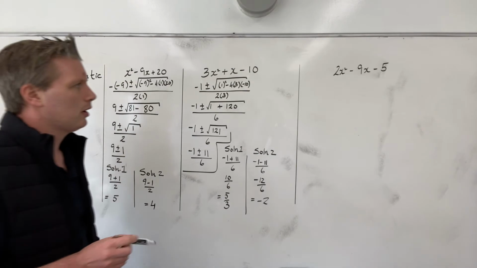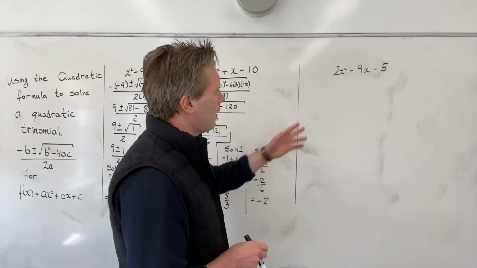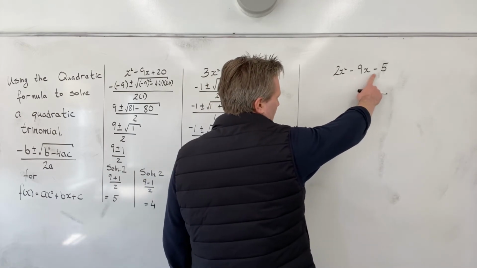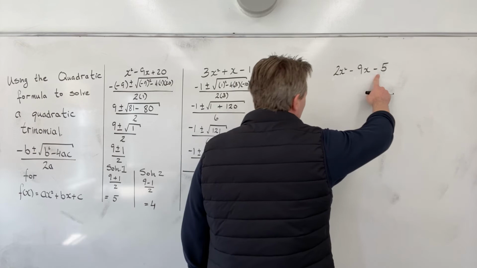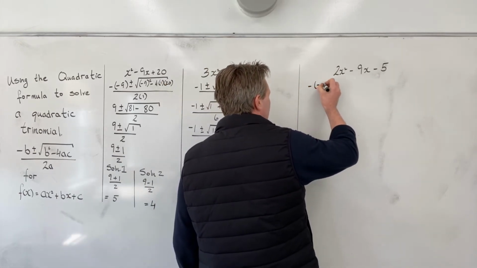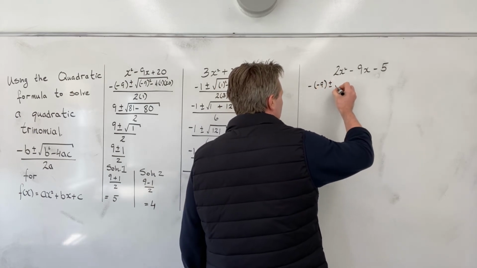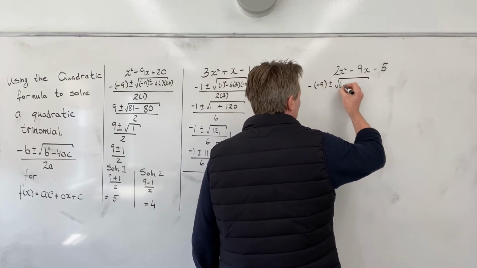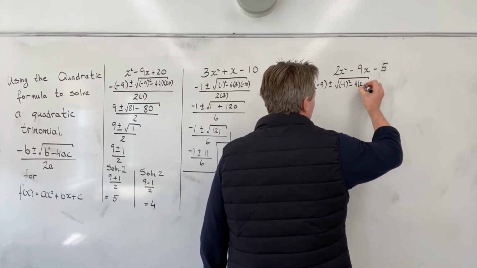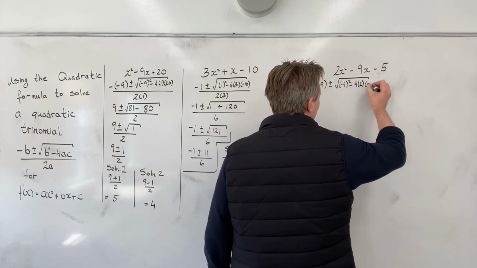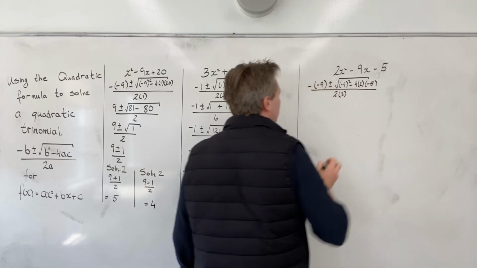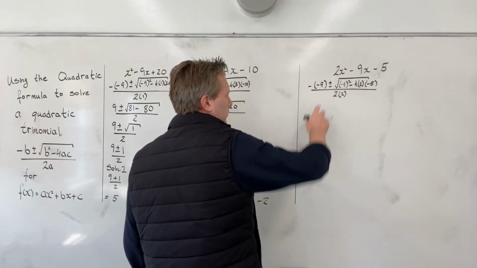All right, 2 down, 1 to go. 2x squared minus 9x minus 5. Here my a is 2, my b is negative 9, and my c is negative 5. Plugging this into my quadratic formula, it becomes minus b, that's minus negative 9, plus or minus the square root of b squared, which is negative 9 squared, minus 4 times a times c, times negative 5, all over 2a, which is 2 times 2.